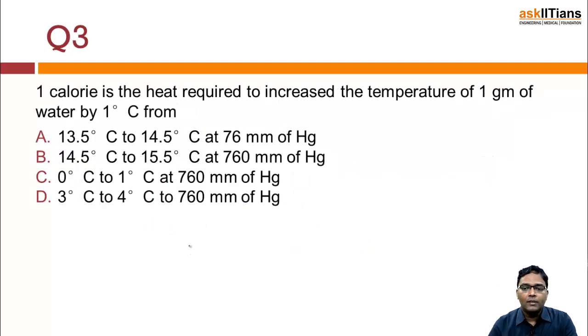Okay, this is an even more straightforward question. What does it say? It says 1 calorie is the heat required to increase the temperature of 1 gram of water by 1 degree centigrade. This is the way it is defined, and we define it from 14.5 degrees centigrade to 15.5 degrees centigrade, and the marking is done with respect to 760 millimeter of mercury. So the answer for this is at 760 millimeter of mercury, and from 14.5 degrees centigrade to 15.5 degrees centigrade. That is the yardstick.